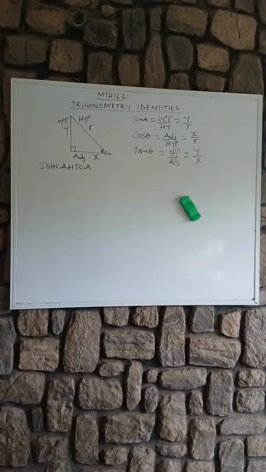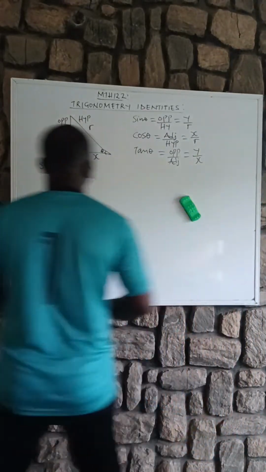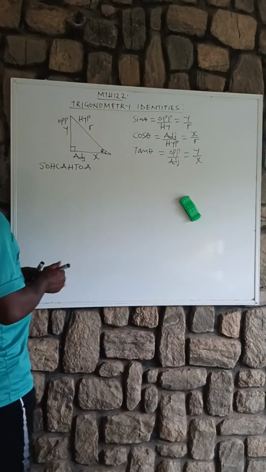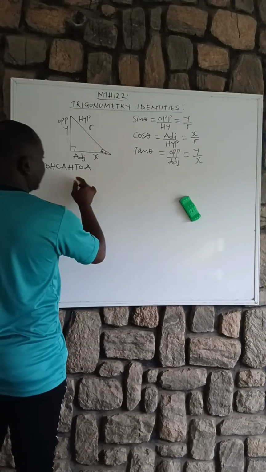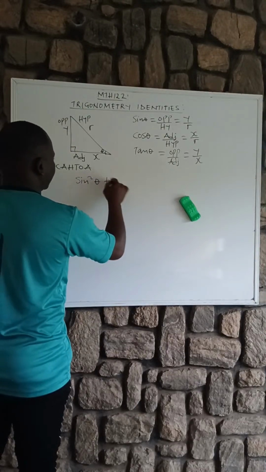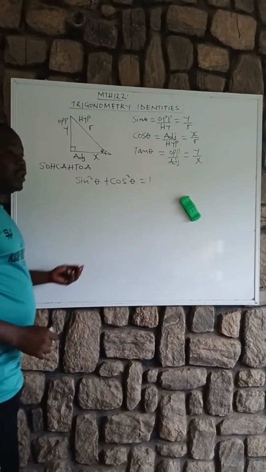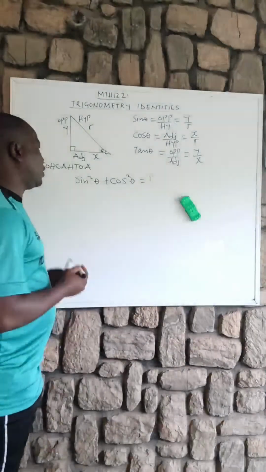Do you agree with me? Okay, so if you agree with me, let's proceed further. We want to prove identities. We have sine squared theta plus cos squared theta equals 1. Some of you don't know how we got this. Why is this equal to 1?